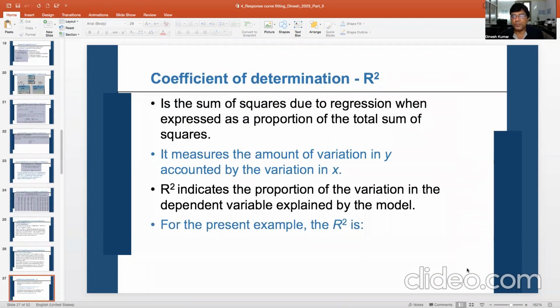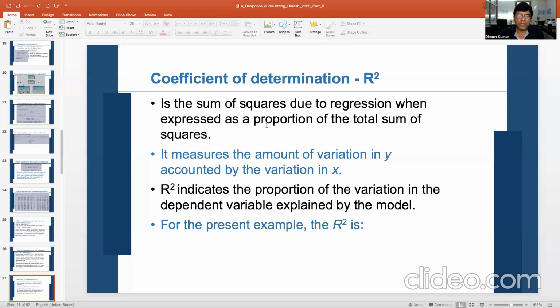Coefficient of determination. So you can see the definition. It is the sum of squares due to regression when expressed as a proportion of the total sum of square. Please do remember this is the meaning of coefficient of determination. Not much big problem. You can easily understand. Coefficient of determination is the sum of square due to regression divided by total sum of square. Or you can say it measures the amount of variation in y accounted by the variation in x.